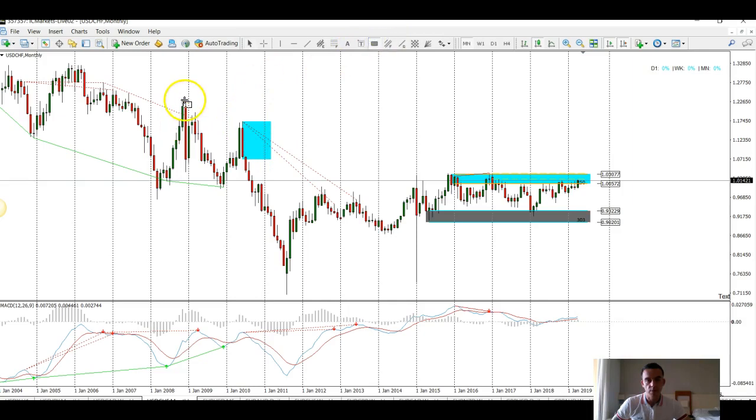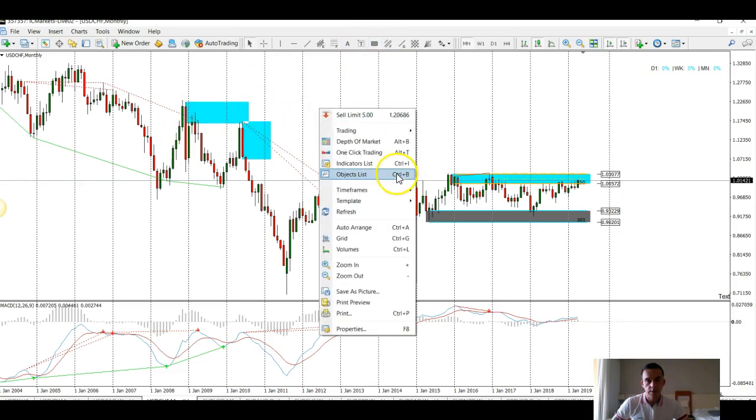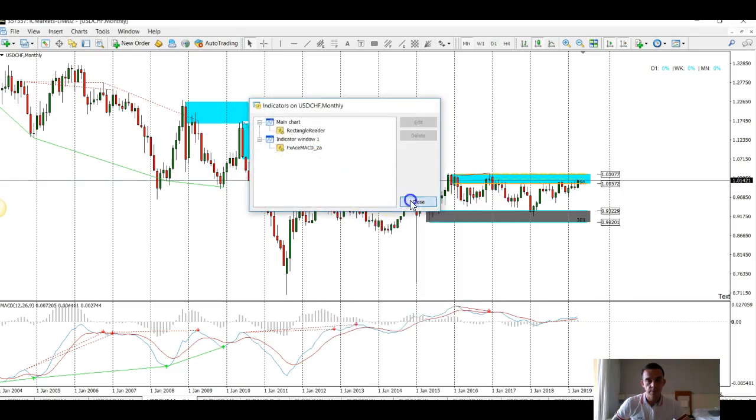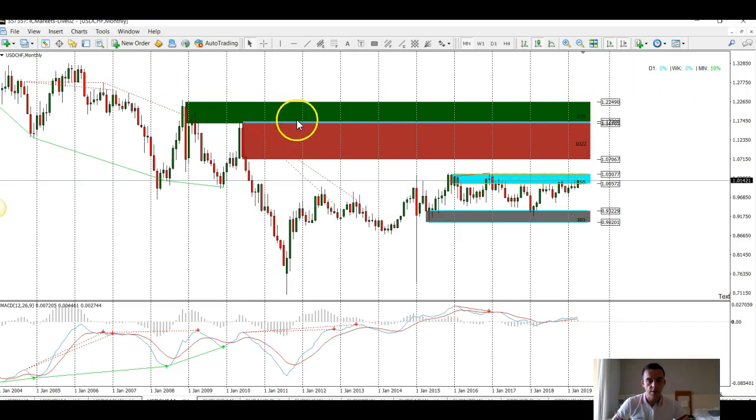I'll just draw more zones here, unless something big happens news-wise. We've got an untested zone here, and then a higher zone up here. So I'm looking to sell the USD Swiss franc at the minute.